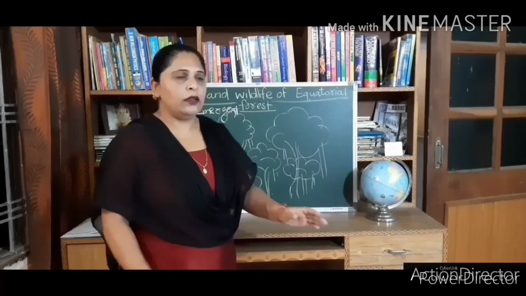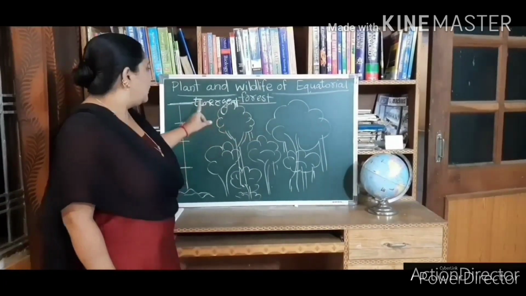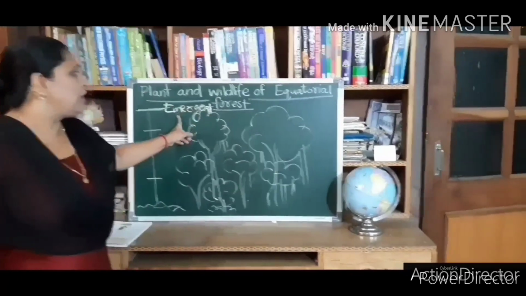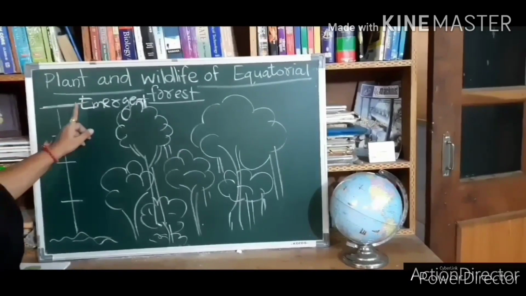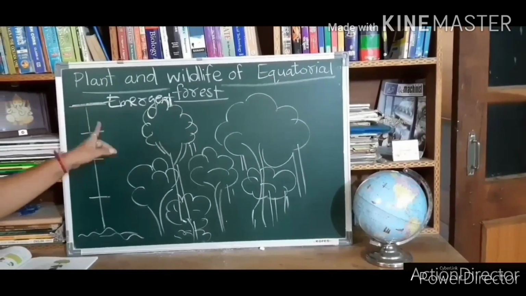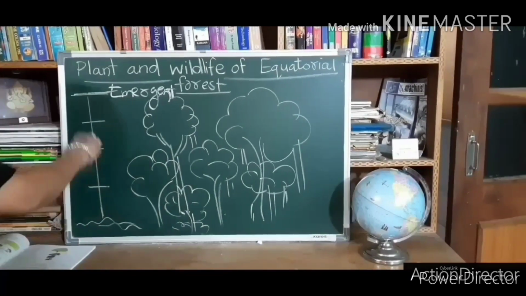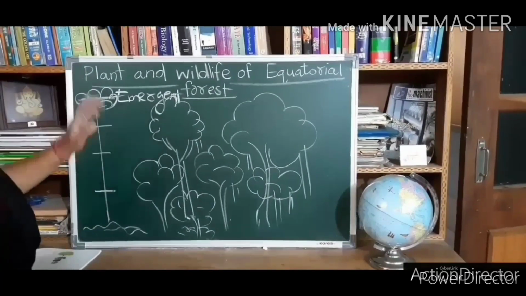So children, the topmost layer, you can see the highest trees. The trees which are tall, up to 60 meters of height, form the emergent layer. In this emergent layer, you can find animals like bats, butterflies, and eagles, and the trees in this range are up to 60 meters of height.